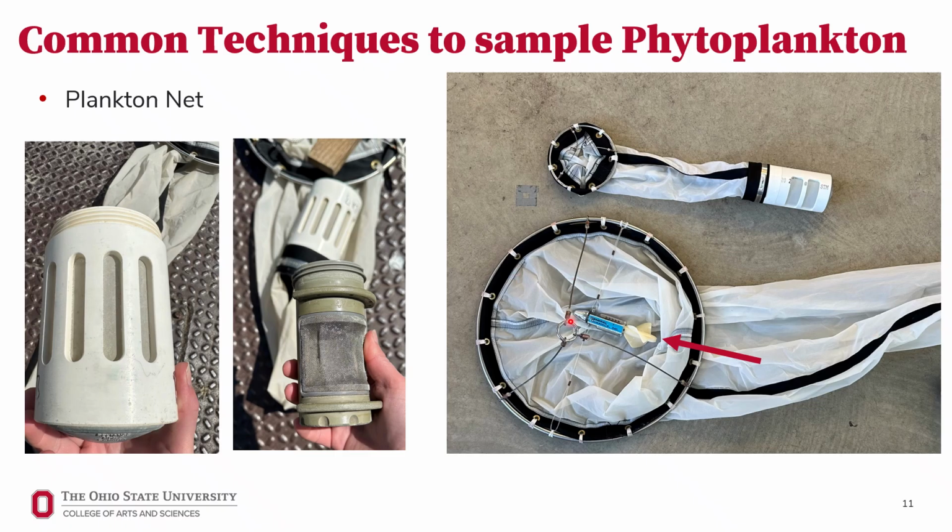This is called a flow meter. It has a propeller on it and a set of numbers on the side. When deployed, it hangs down from the middle of the net and spins as the net is drawn upward while collecting a sample. You can use a flow meter to tell how much water actually went through the plankton net to calculate the volume of water sampled with the net.